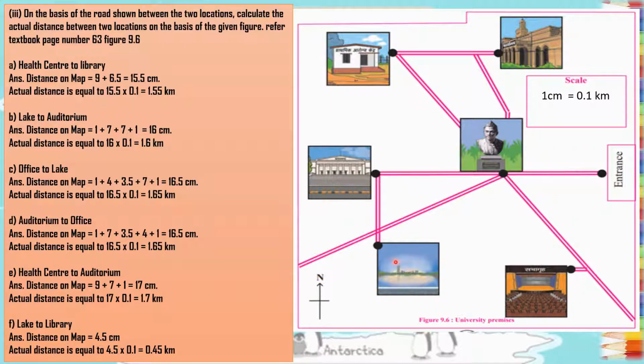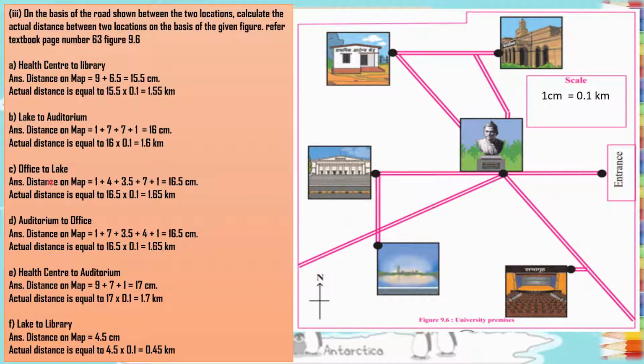So you can see, students, we need to measure this first 1 centimeter from here, and this one is 7 centimeter, plus this 7 centimeter from your statue to here, and this 1 centimeter. So in total we have 1 plus 7 and then this 7 and plus 1. So in total we are getting 16 centimeter. So an actual distance is equal to 16 multiplied by 0.1, that is equal to 1.6 kilometer. So the distance between lake to auditorium is 1.6 kilometer.